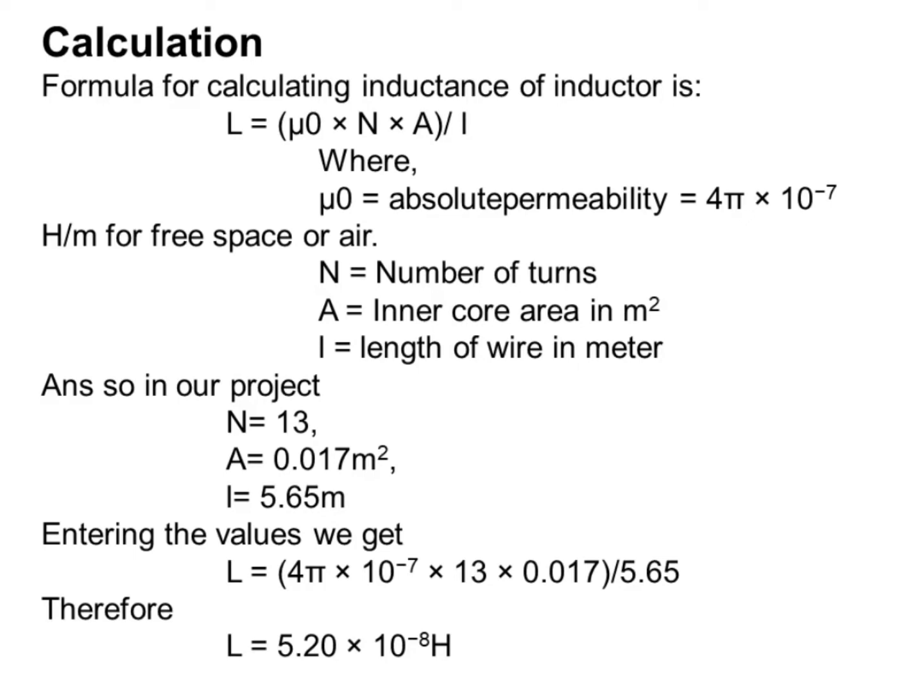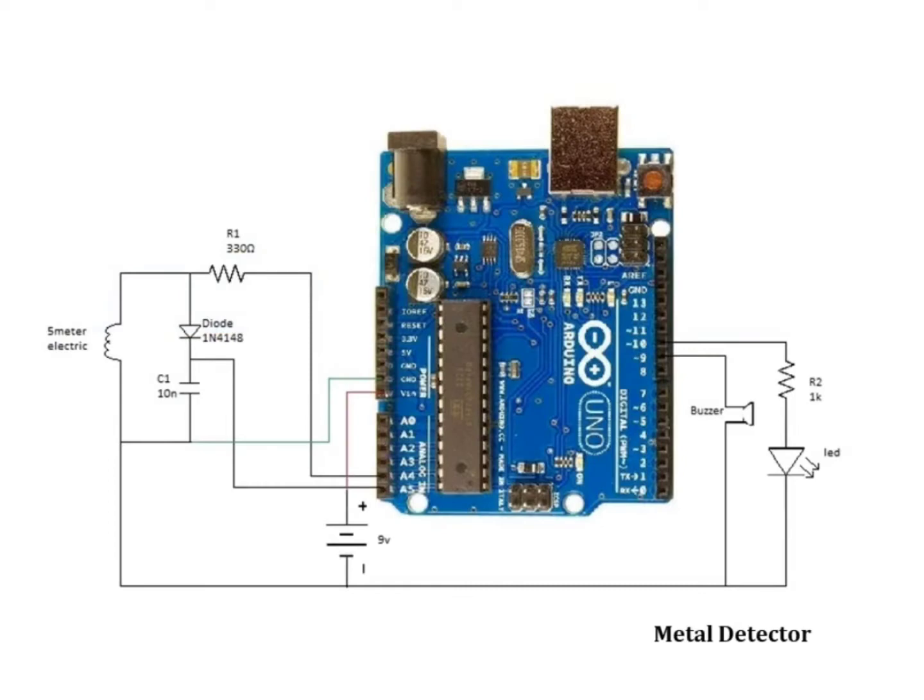A here is the inner core area in meter square, which is 0.017 meter square, and L is the length of wire in meters. In our case, it is 5.65 meters. And if we put all the values in our above equation, we get the inductance value equals 5.20 into 10 to the power minus 8 Henry.